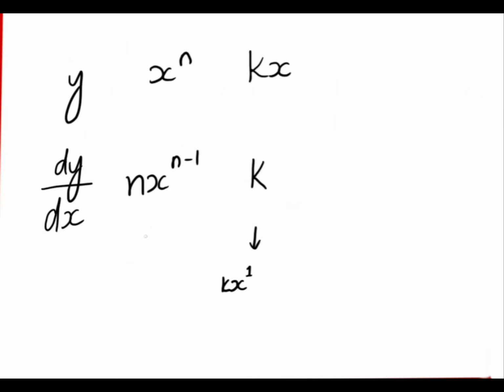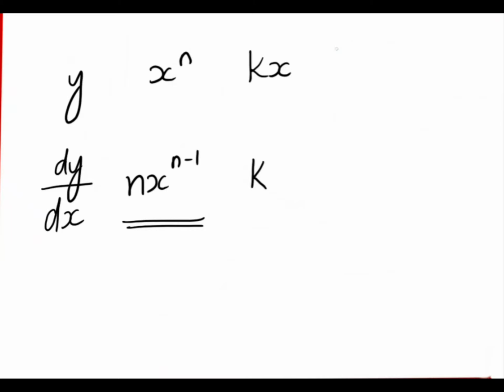And if you use this rule up here and move the 1 here, 1 times k is still k. And then x to the power of 1 minus 0 is just 0, so kx to the power of 0. And you should know that any number to the power of 0 is 1, so that becomes k1. And obviously k times 1 is just k, so that's why differentiating kx becomes k.